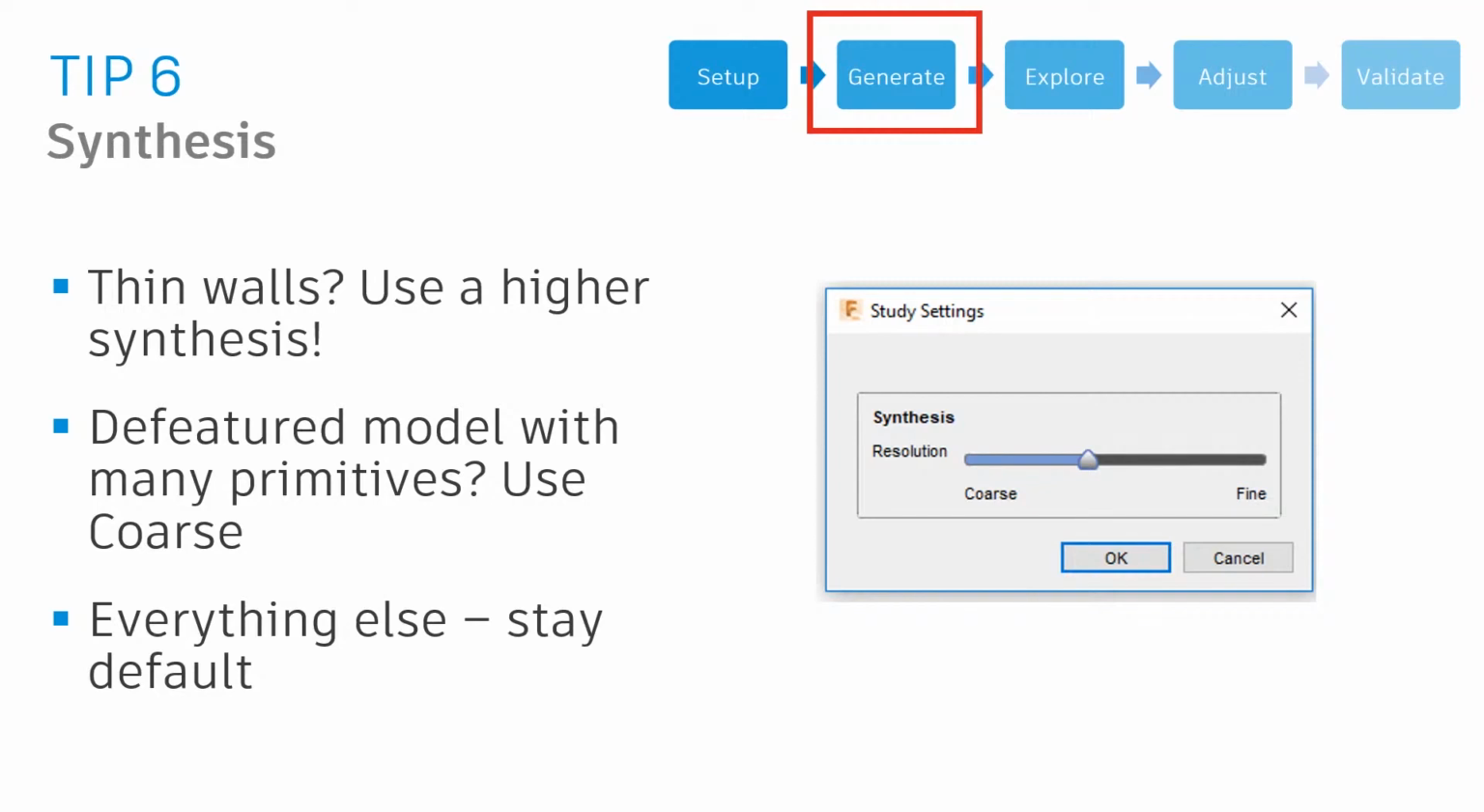So the easiest way that I would put this is that if you have very thin walls within your geometry, you should use a higher synthesis. If you've removed a lot of your complex, smaller features, you can use more of a coarse synthesis. Everything else, I would stay exactly in the middle where that's set.